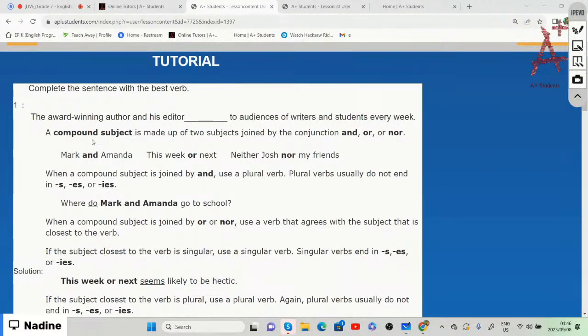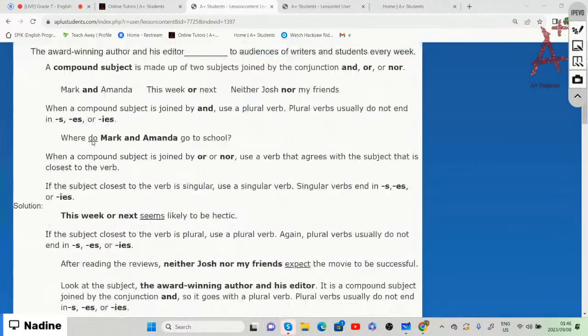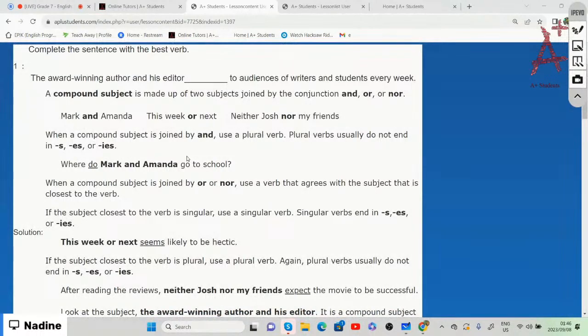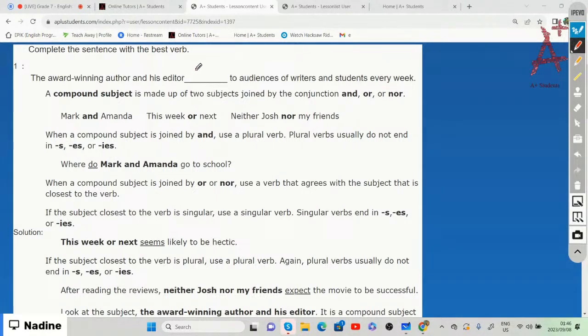So now let's complete the sentence with the best verb. The award-winning author and his editor, we need to say speak or speaks to audiences of writers and students every week. So the award-winning author and his editor, this is author and editor, meaning that it is plural. Because remember we said that when the compound subject is joined by and, we use a plural verb, where we do not add an S. So we then say, speak to audiences of writers and students every week.